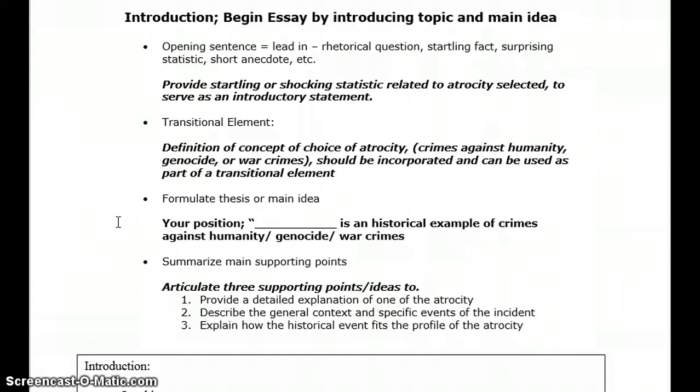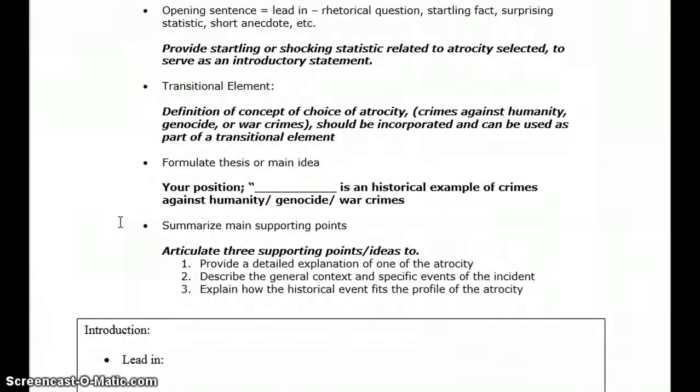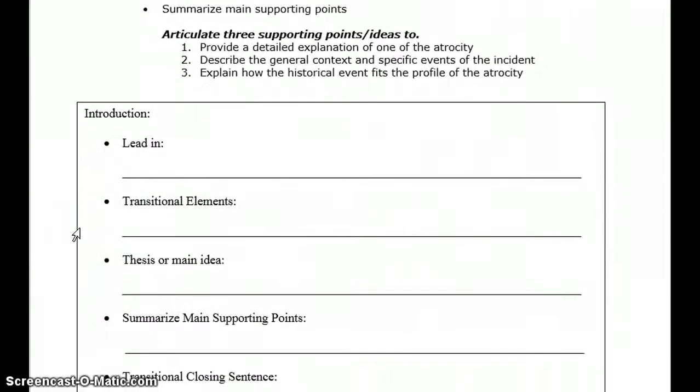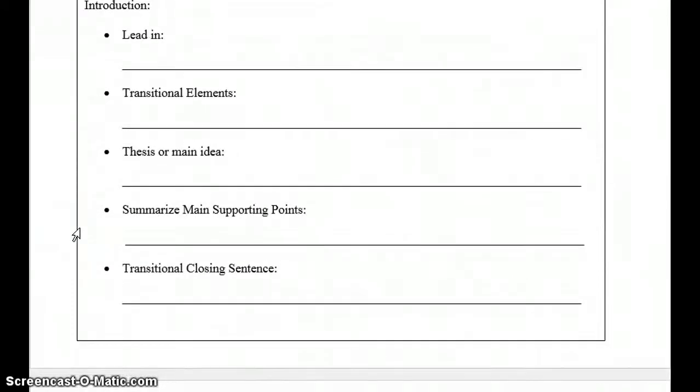After stating your main idea, you need to summarize the three main supporting points you're going to use to support and develop your essay. So again, for the purposes of this essay, the three main points will be as follows. You'll be providing a detailed explanation of one of the atrocities, the one that you've selected. You'll then describe the general context and specific events of the incident. And finally, you'll explain how the historical event fits the profile of the atrocity that you have selected. Here's a view of the template that you will actually fill in.